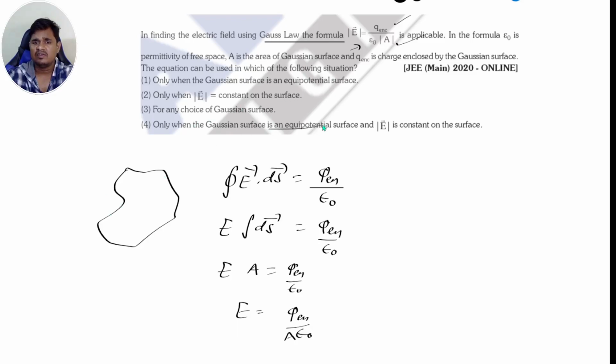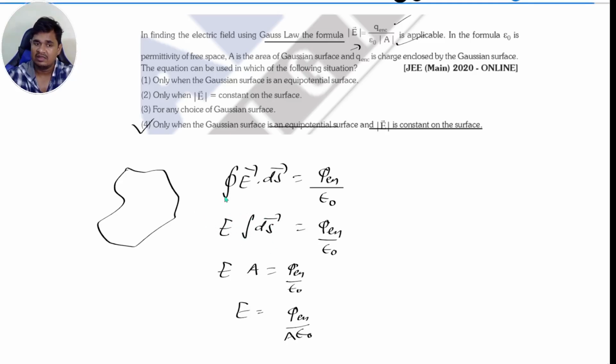Only when the Gaussian surface is equipotential and the electric field is constant on the surface. Yes, the portion which was missing in the first and second statements, they combined these two statements, and this has become a perfect statement corresponding to this condition, where we have taken E out and E dot dS is basically EA, which means the E vector is along the area vector. So the electric field is constant and the surface is equipotential. Since the surface is equipotential, the electric field is perpendicular to the surface. So both conditions are satisfied. So the correct option is option 4 here.